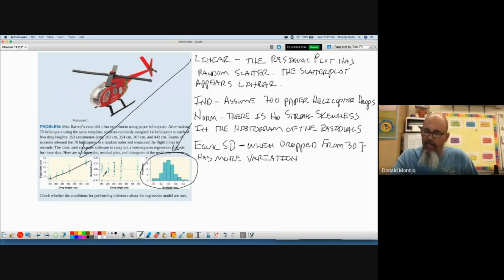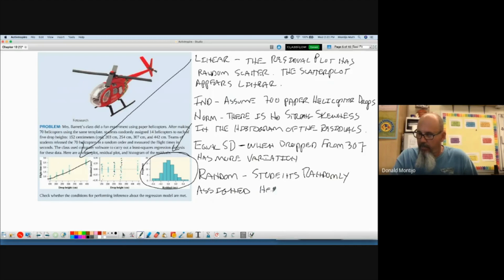And then finally, was it random? Yes. Students randomly assigned the helicopters to different heights.